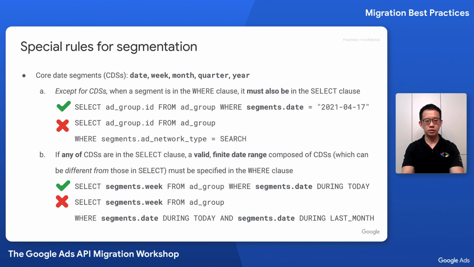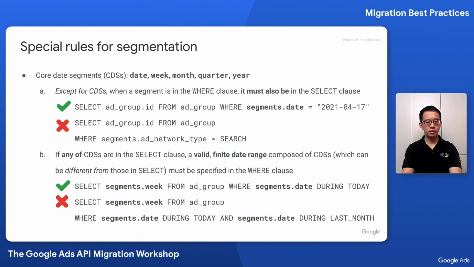The first one is select adgroup.id from adgroup where segments.date equal to the specified date. This one is valid. But the other one, select adgroup.id from adgroup where segments.addNetworkType equal to search, is invalid. The reason is, for the second example, segments.addNetworkType is not a coordinate segment. So when it appears in the where clause, it must also be in the select clause too.